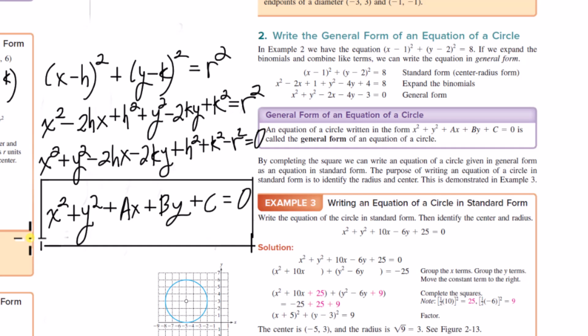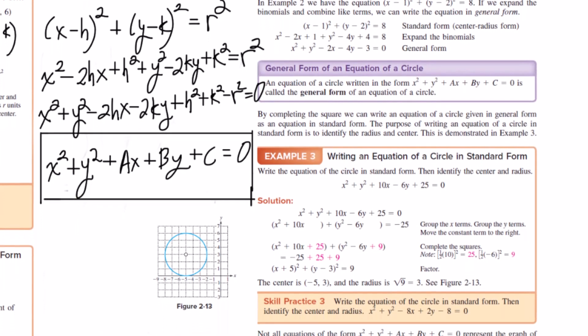Now, if you were presented with some random equation with all kinds of stuff jumbled together and you didn't know what it was, but you were familiar with the general form of the equation of a circle and recognized that these terms might be related to a circle, you would bring everything to one side, clear the fractions, combine like terms, and see that you do in fact have an equation of a circle. How can we go from the general form to the standard form?